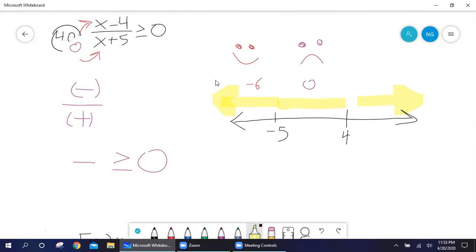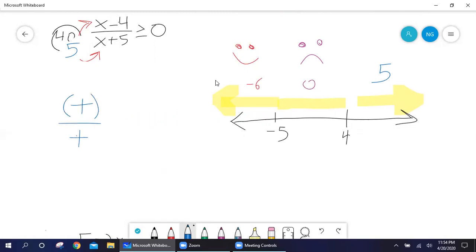And lastly, if I test a number on the right, maybe 5. Five minus 4 is positive. 5 plus 5 is positive. That's going to be a positive, which is greater than or equal to 0. So that is what I wanted. So again, just like the previous problem, the stuff that works is the stuff on the ends.